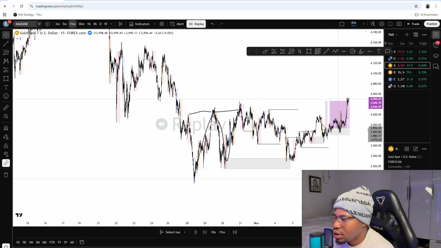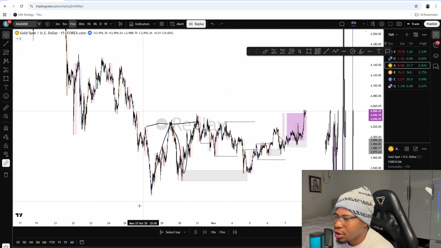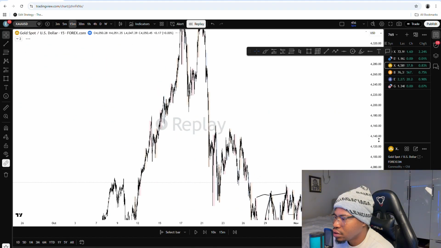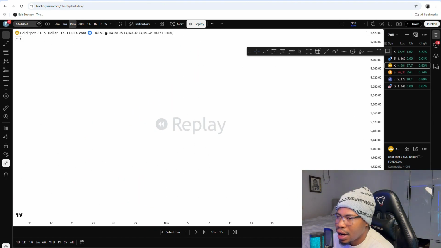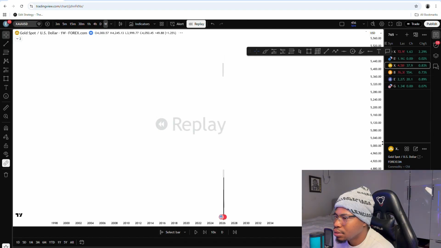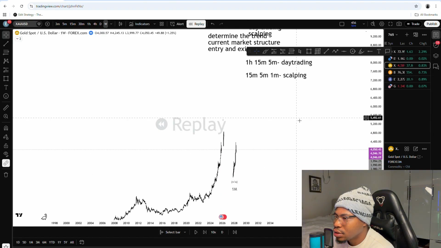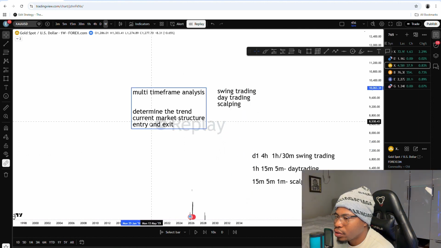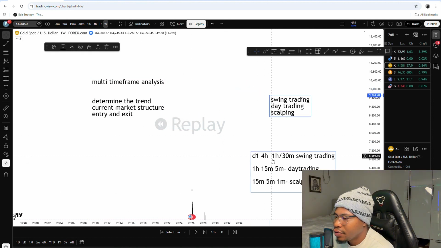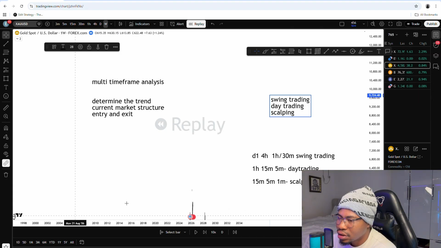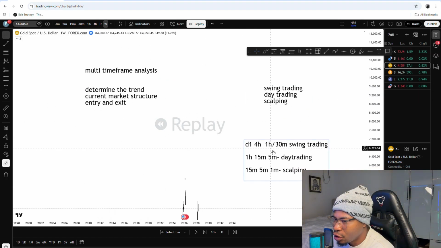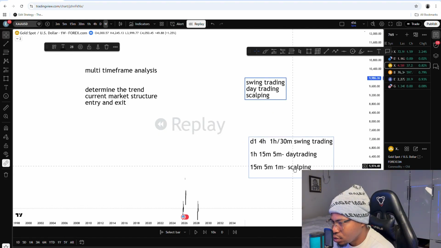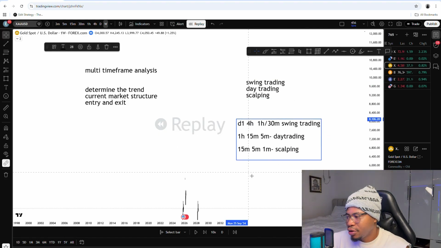So I hope with this explanation you now understand how time frames work, how to structure and combine different time frames and make your analysis. All right. So that's all for multi-time frame analysis. First time frame to determine trend, second time frame your current market structure, the third time frame is to determine your entry and exit, and that's all you need to know. All right, so that will be all for this video, and I'll see you guys on the next one.